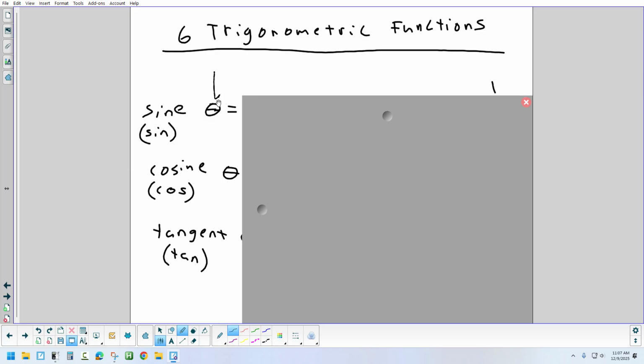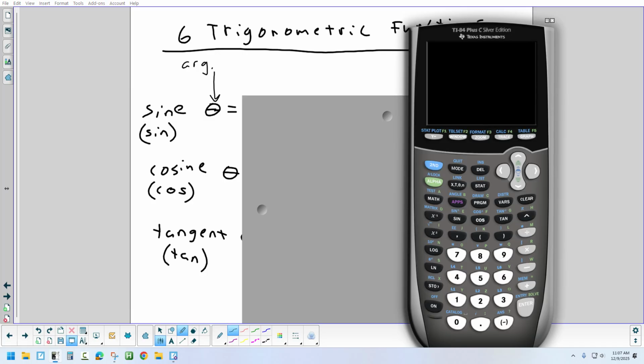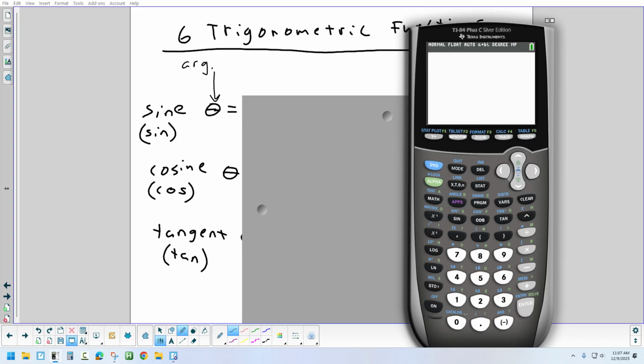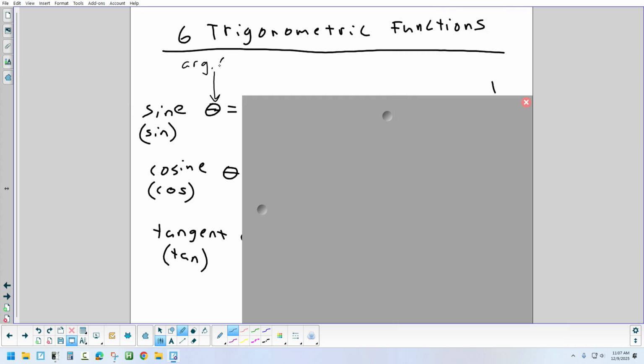Okay. This right here, that is your argument. It's what you are plugging into the sine function. So if I did something like, say, sine of 30 degrees, 30 is what we would call the argument. It's what's being plugged in. And when you plug something in, the argument is always an angle.